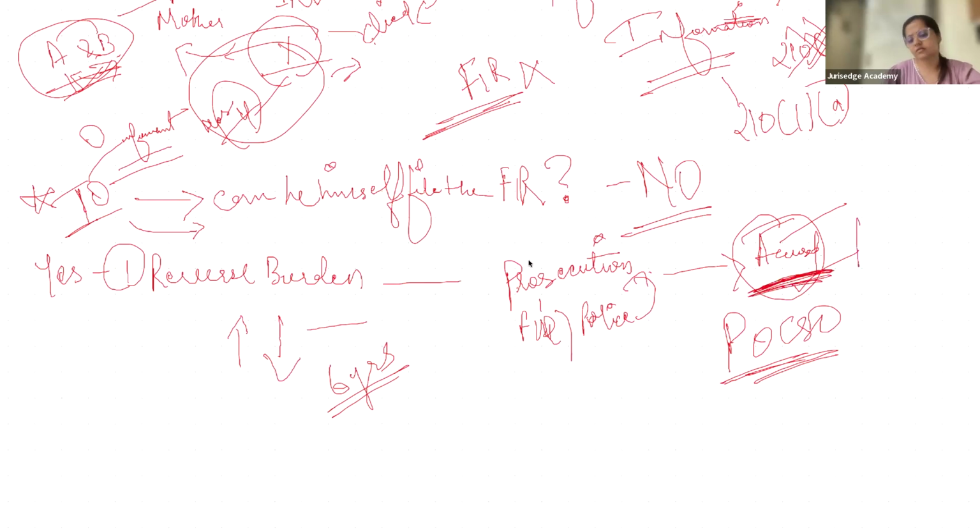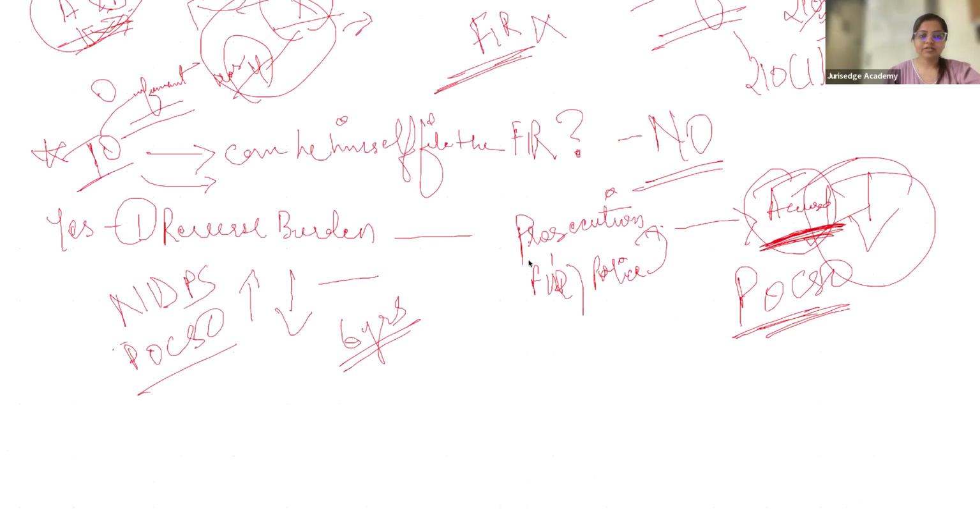In such cases only, POCSO and, I just know two grave acts of reverse burden, NDPS and POCSO. These two acts are the cases of reverse burden, where the accused has to prove that he is not guilty. In such cases only the investigating officer can be the informant himself.